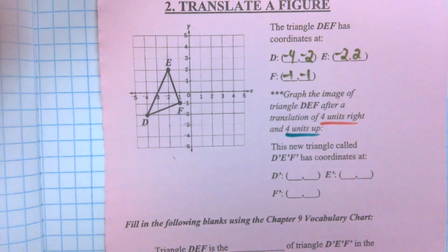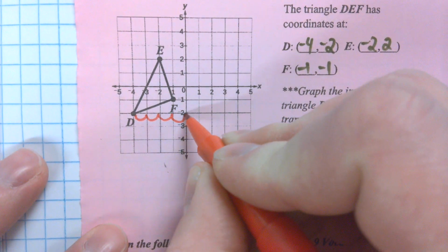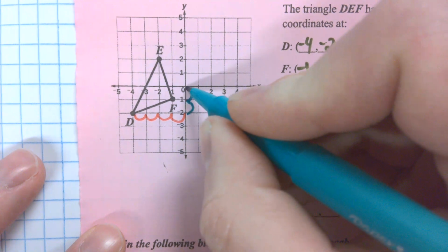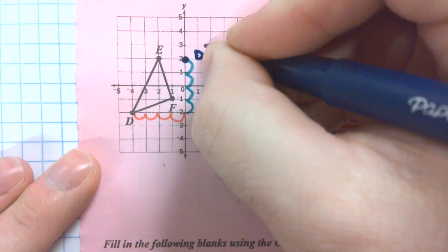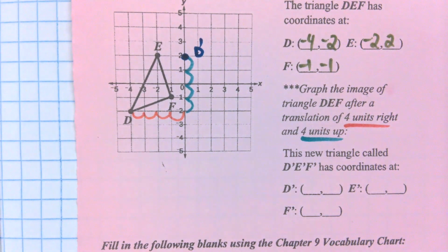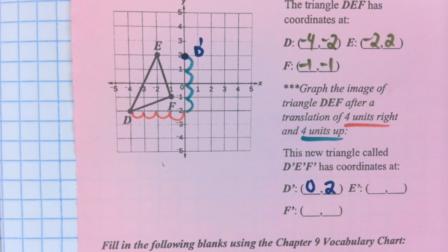I'm going to start down here with point D. And again, I'm just counting 4 to the right and 4 up. From D, 1, 2, 3, 4 to the right, 1, 2, 3, 4 up, and making my point, calling it D prime. What are my coordinates for D prime here? 0, 2. Right? X comes before Y. We're 2 spaces up on the Y, none on the X.